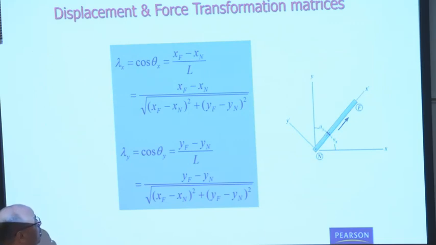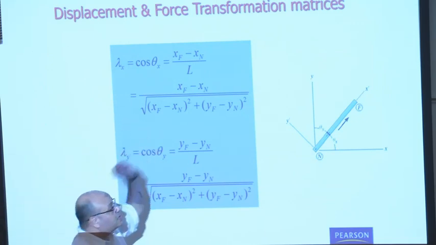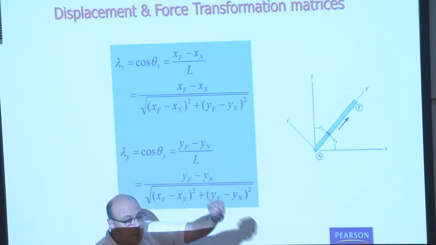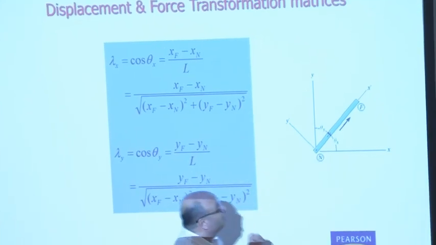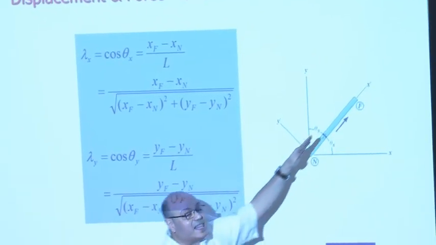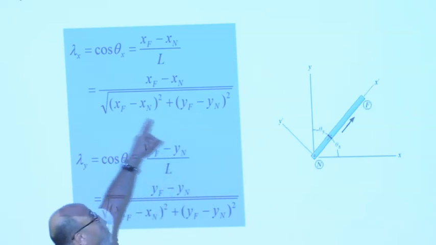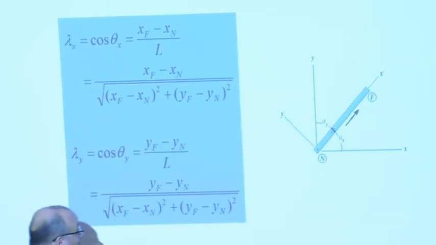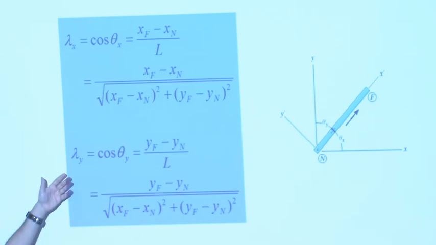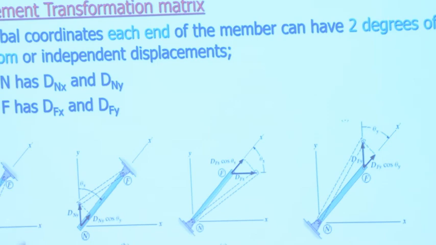Let's see how we are going to use this. Lambda x is cosine theta x, which is x far minus x near. Divide that by the actual length of the member. Using the Pythagorean theorem, it is going to be the square root of the difference of x to the power of 2 and the difference of y to the power of 2. Same thing with lambda y, which is cosine theta y.